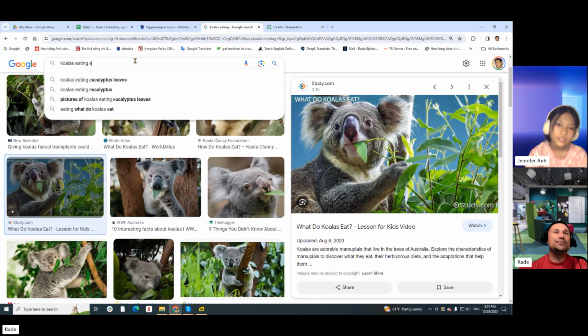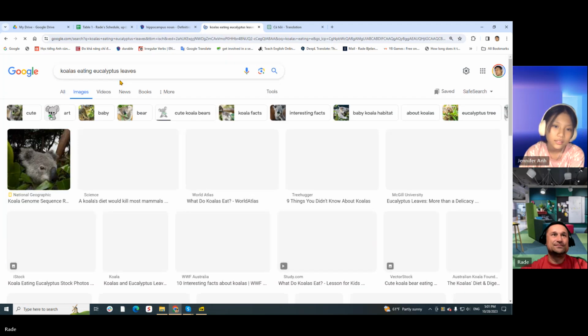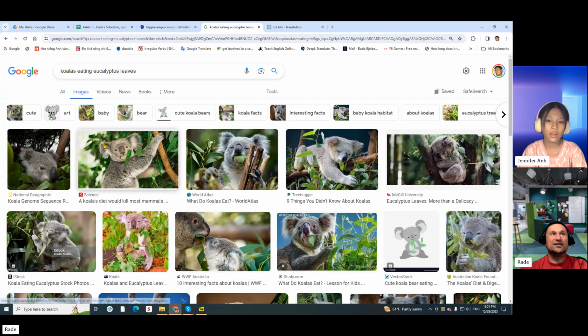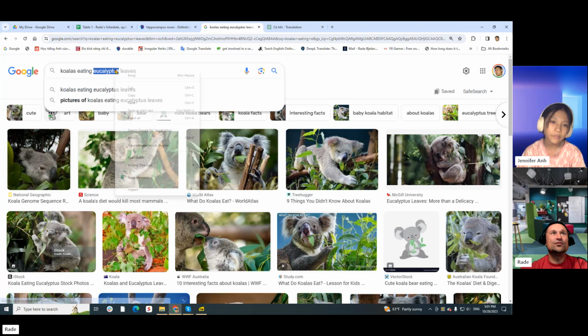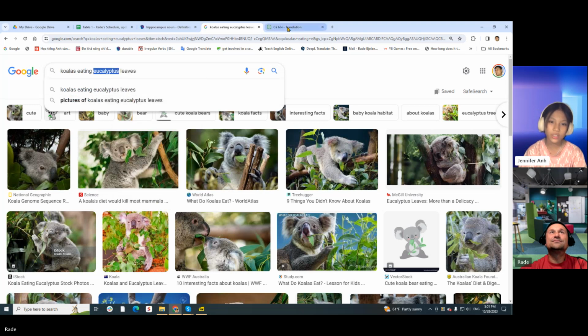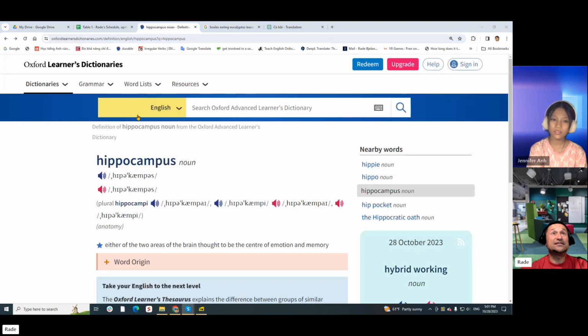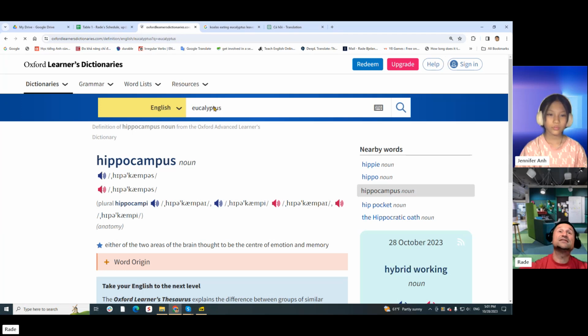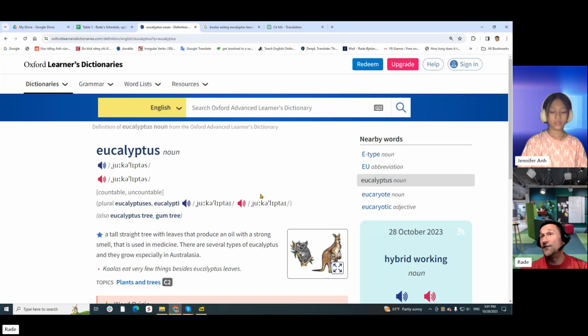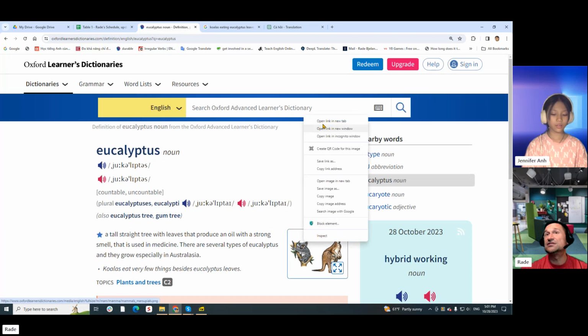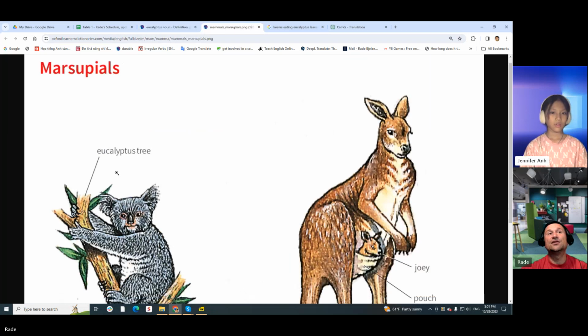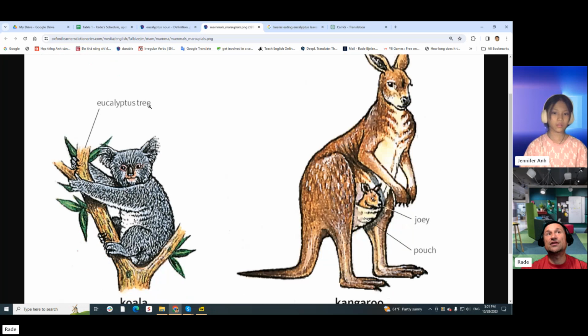Okay, eucalyptus. Eucalyptus. Oh, it's very good. For koalas, yes. For koalas, it's their favorite leaves to eat. Check this. Eucalyptus tree. This is their favorite food.